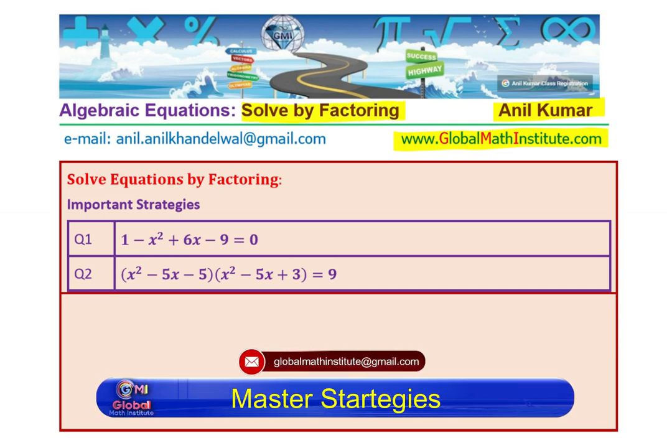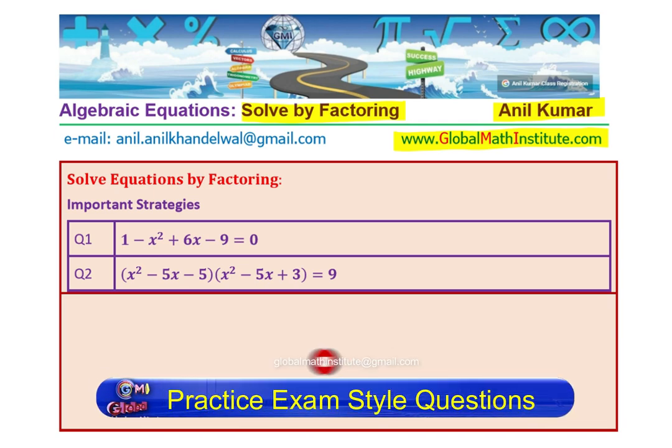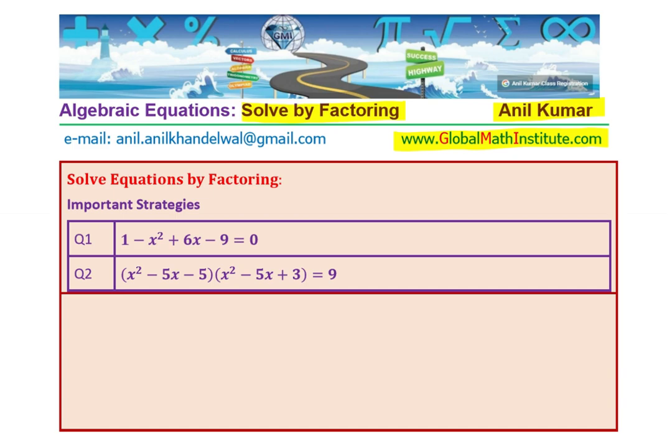Normally, easy questions are there, but at times in test papers, you do come across some difficult, challenging questions. Two of them are listed here, which we will see how to solve. Question number 1 is 1 minus x squared plus 6x minus 9 equals 0. And question number 2 is really very hard, which is x squared minus 5x minus 5 times x squared minus 5x plus 3 equals 9. You have to solve them by factoring, okay? So I'd like you to pause the video, answer these questions, and then look into my suggestions.